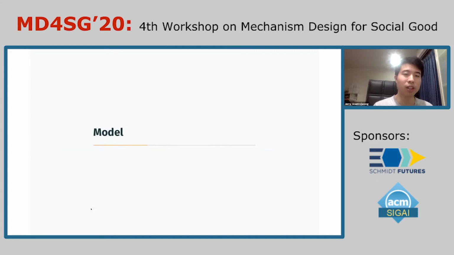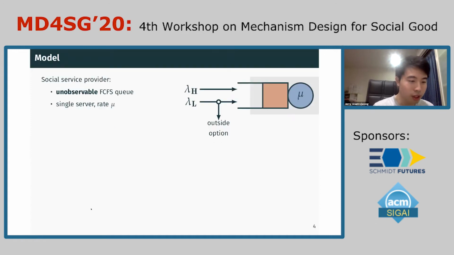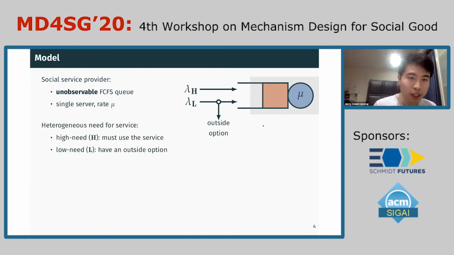Now, we will formally define the model. The service provider is in the form of an unobservable first-come, first-served single server queue. We assume that there are two types of users. The high-need users must join the queue and use the service. They have no outside options. The low-need users can choose to join or leave the queue.